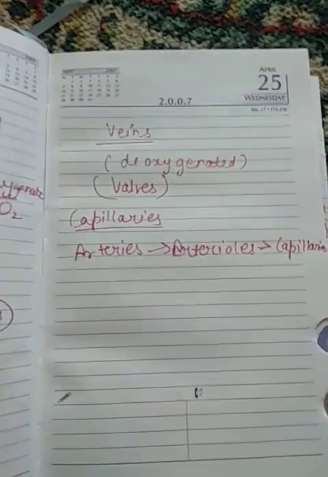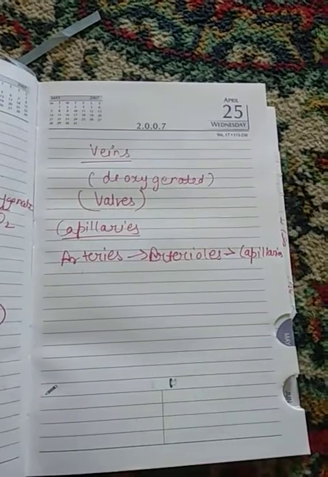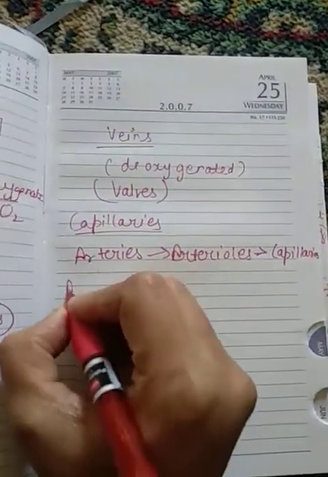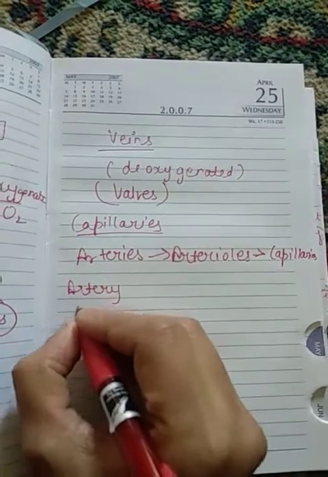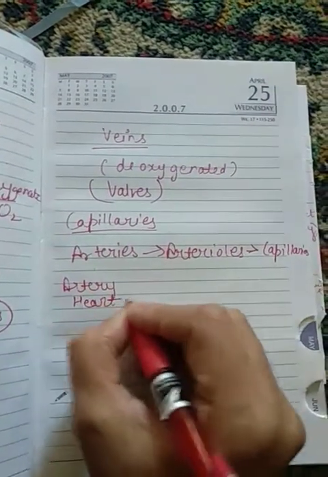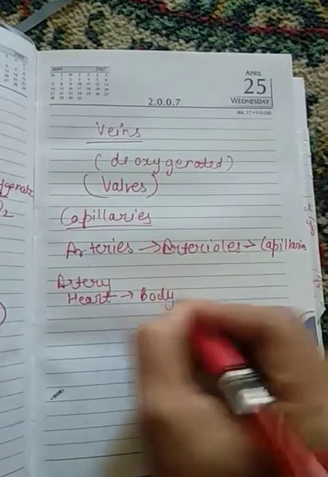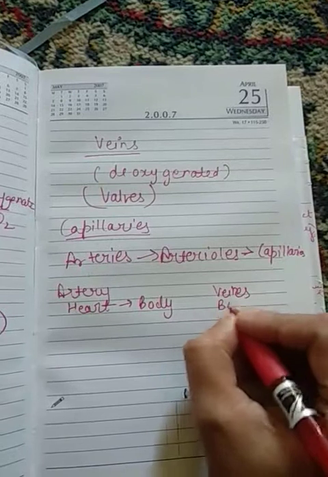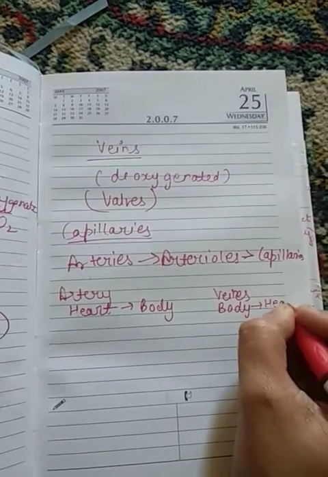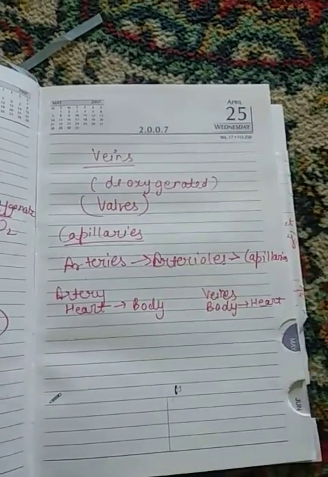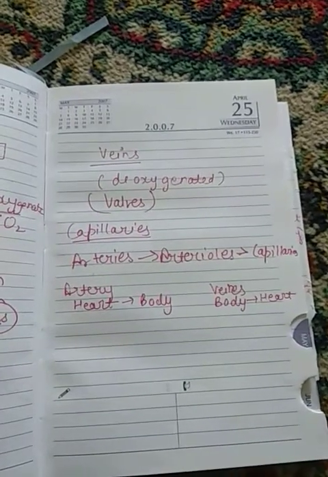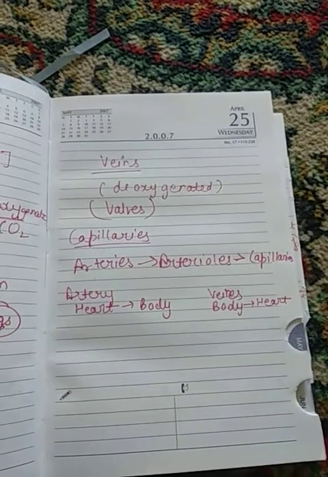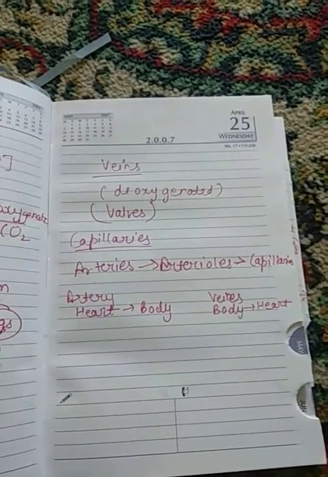Now that we have discussed both the arteries and veins, let us have a quick comparison between the two. Arteries carry blood from the heart to different body parts, and in the case of veins it is just the opposite, from the body to the heart. Arteries carry oxygenated blood; the exception is the pulmonary artery. Veins carry deoxygenated blood; the only exception is the pulmonary vein.